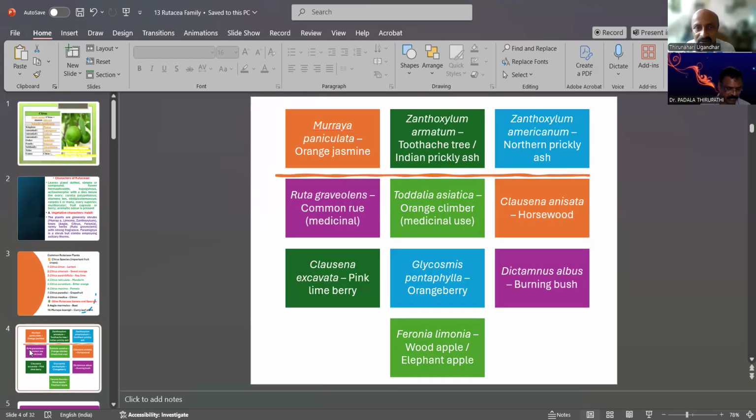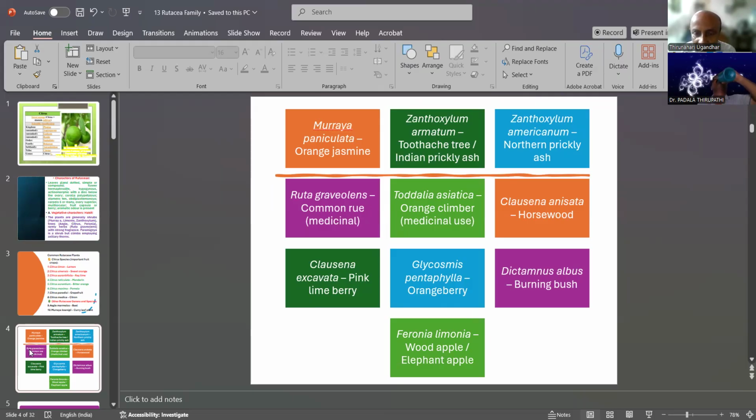Murraya paniculata, orange jasmine. Zanthoxylum rhetsa, toothache tree, Indian prickly ash. Zanthoxylum americanum, northern prickly ash. Also Ruta graveolens, a common medicinally important plant. Toddalia asiatica, orange climber, medicinal use. Then Clausena anisata, aniseed plant. Then Clausena excavata, pink lime berry. Then Glycosmis pentaphylla, orange berry. Then Dictamnus albus, burning bush.